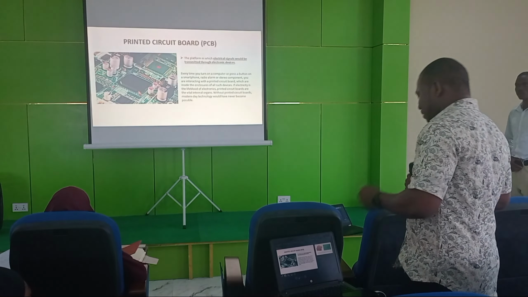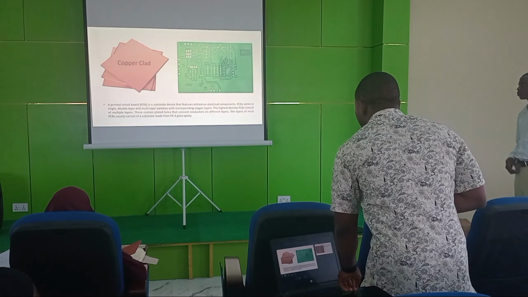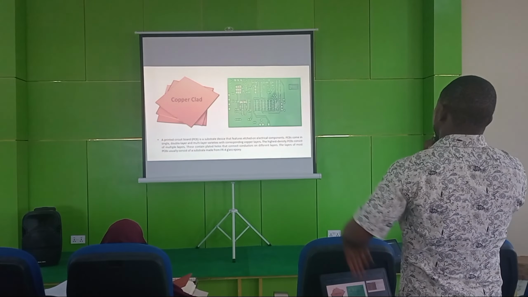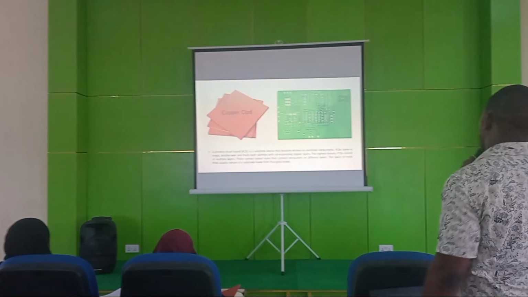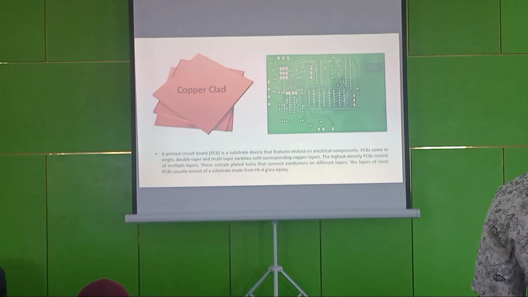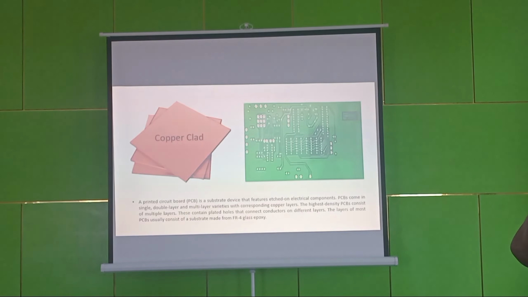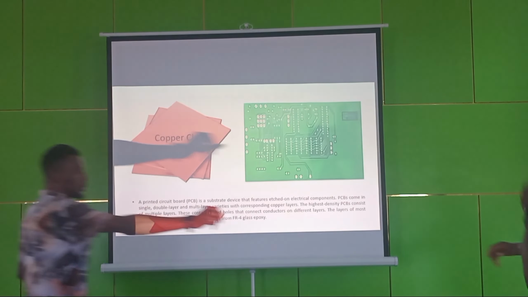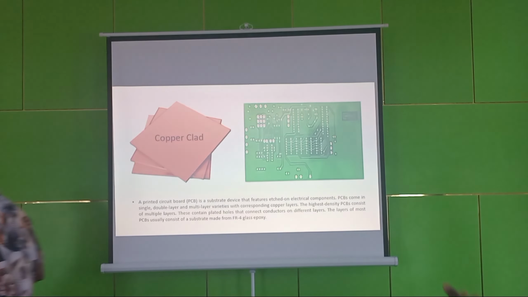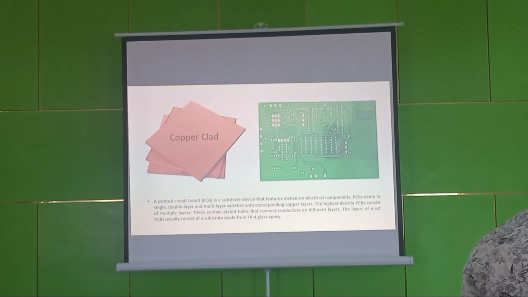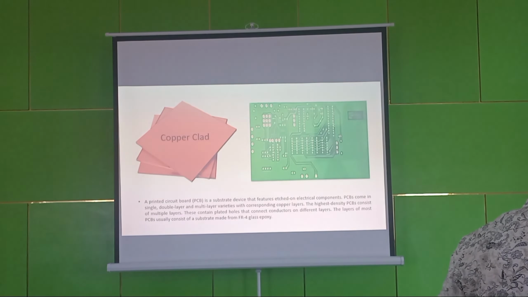So unlike before, this is an example of a PCB which you are seeing. On the other side, you are seeing a copper clad board. Before you have a PCB, you start from having a copper clad board. A copper clad board is made of a glass fiber laminated with copper.